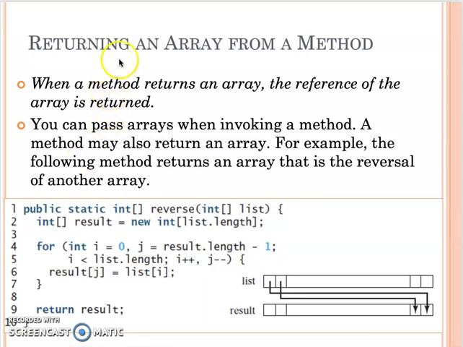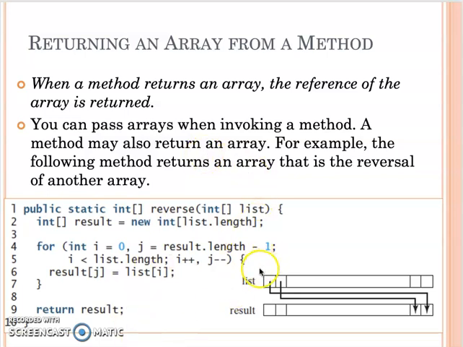So we talked about how we can pass in an array to the method. We also can return an array from a method. If we want to return an array from the method, you make the return type for that method the reference of the array. So you can pass in an array when you invoke a method, and a method also can return an array.